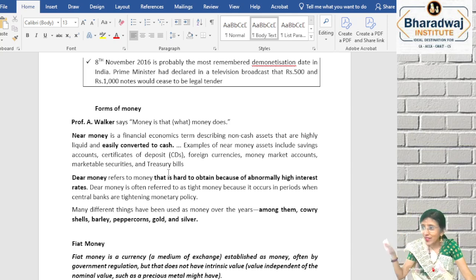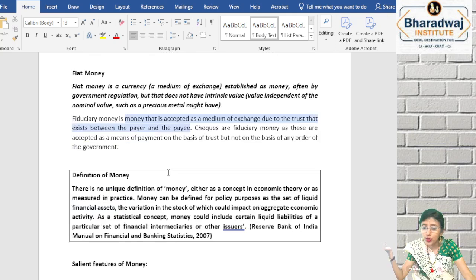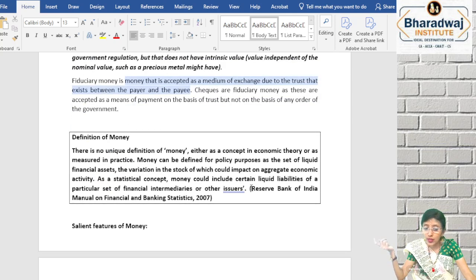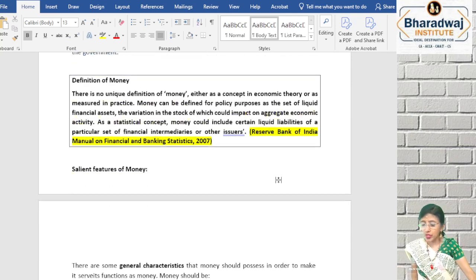Fiat money, legal tender money. Fiduciary money, not backed by law but by trust between the parties. Remember all: fiat money, fiduciary money. And the definition of money, this you please remember, they are asking this particularly. We say there is no unique definition of money, isn't it? And it has been cited by the Reserve Bank of India Manual on Financial and Banking Statistics 2007. Very clear definition they have given.